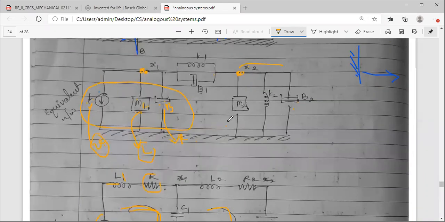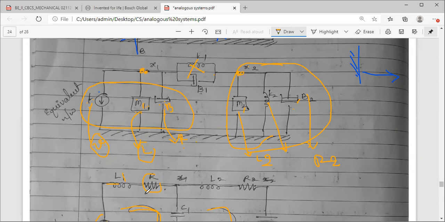Now coming to the second loop. For time being don't consider this. Let us see what this is first. So for the second loop, again mass, spring and damper. For mass, you know what the equivalent is. It is L, so it will become L2. For B, it is R, so it is R2. Now let's see what the equivalent for K2 is.